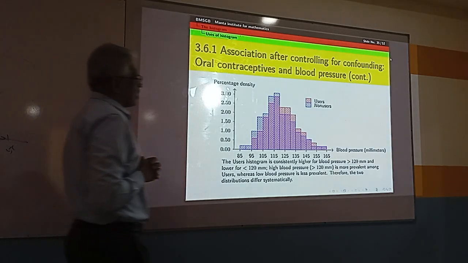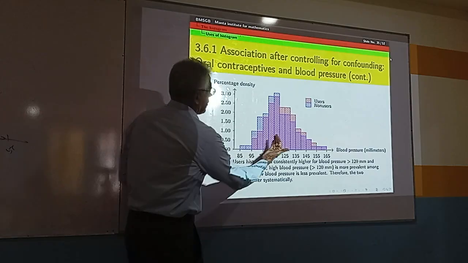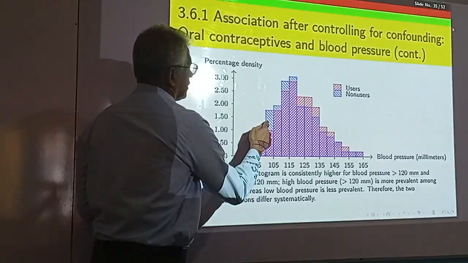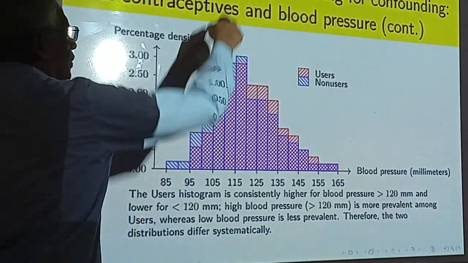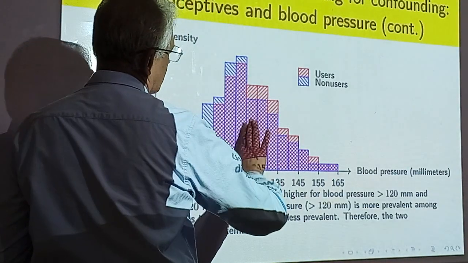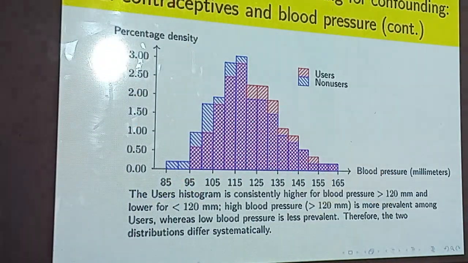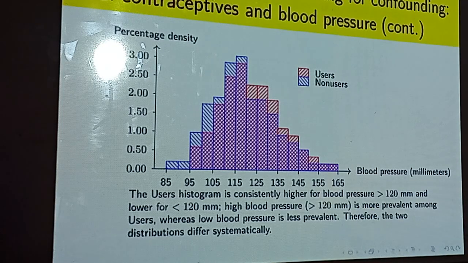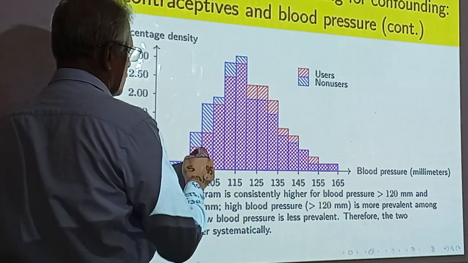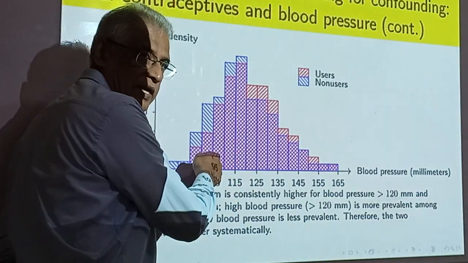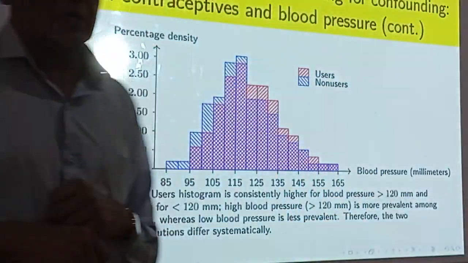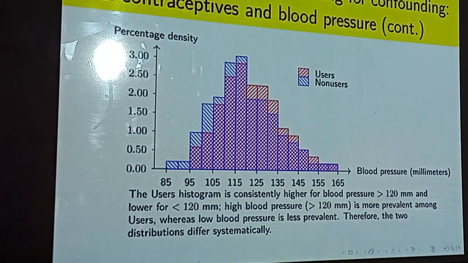If you look at these two graphs, you will see that up to this point, this blue histogram is always above the red one. And after that, the red one is always above the blue one. So that's a systematic difference. Otherwise, for example here, in some parts this was above and in some parts it was below, and on the other side also like that. That is a random difference. But here there is a systematic difference.